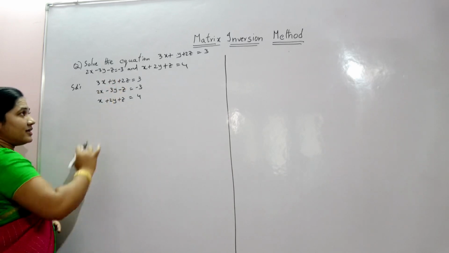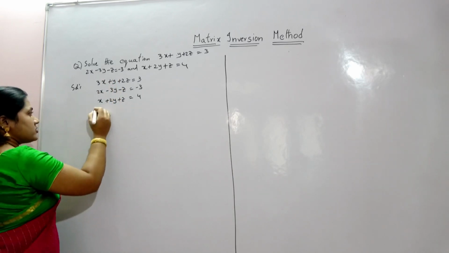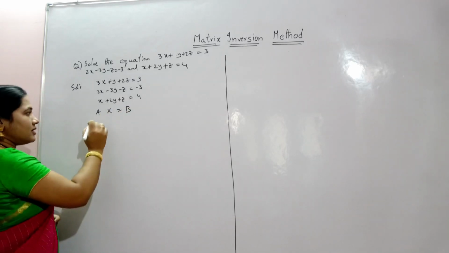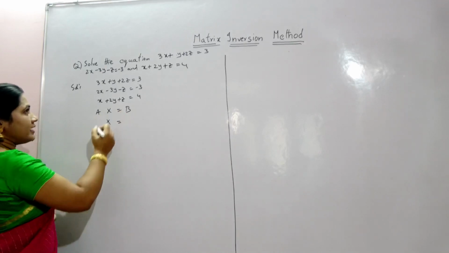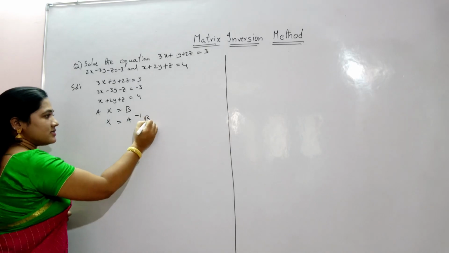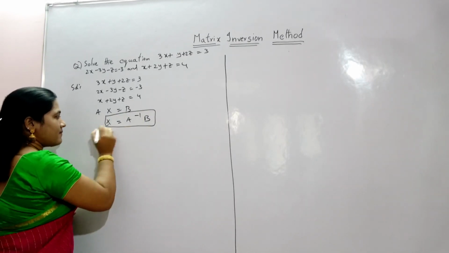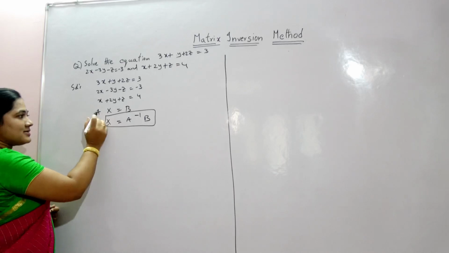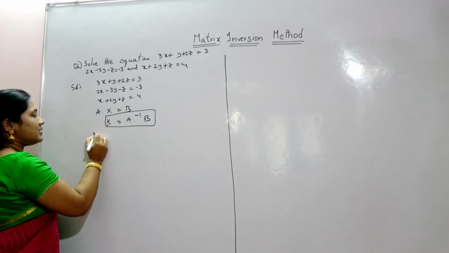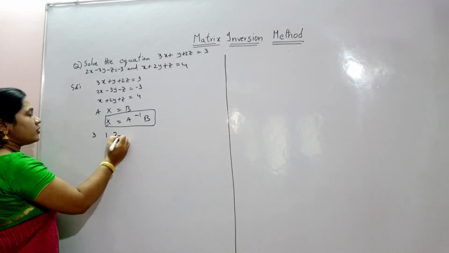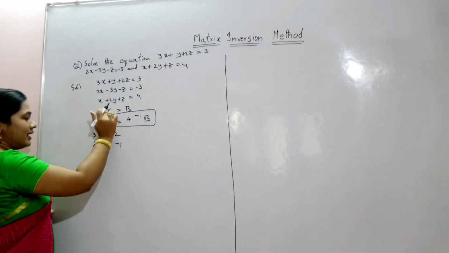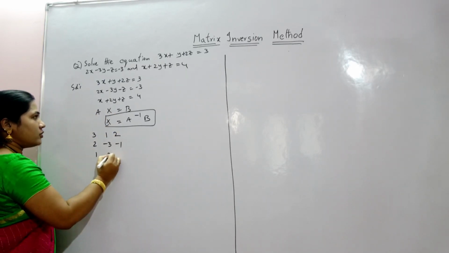Then write the given equations in matrix form. That is AX equals B, and the working formula for finding the unknowns using the matrix inversion method is X equals A inverse B. This is the formula. So what is A? A is the coefficient matrix. The coefficients are 3, 1, 2, then 2, minus 3, minus 1, and from the third equation 1, 2, 1.